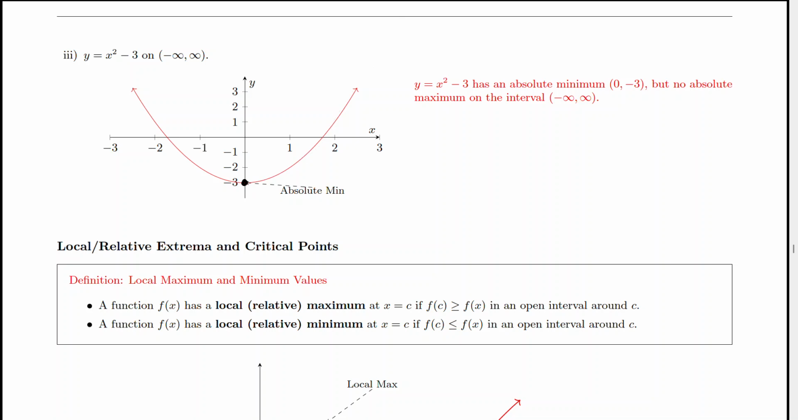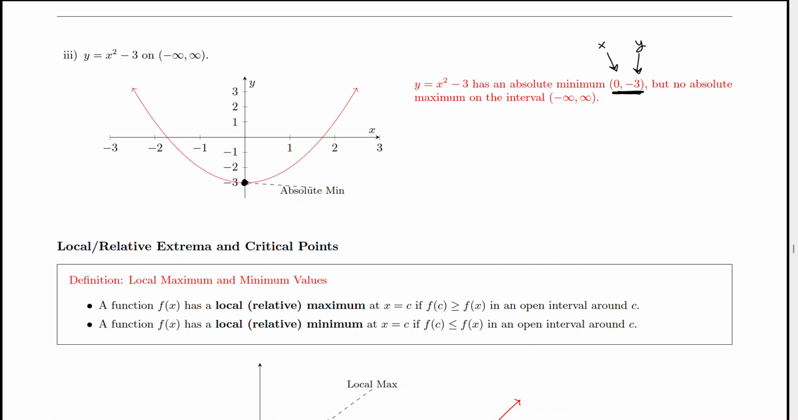So we will say that the function has an absolute minimum, or sometimes we will say the words global minimum, and the value of the minimum is -3. So sometimes we will describe this as a point. So we will say that the function has an absolute minimum at 0, and the value is -3. So we describe it as a point with an x and a y coordinate.